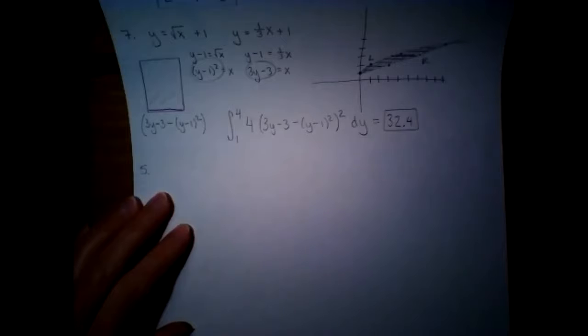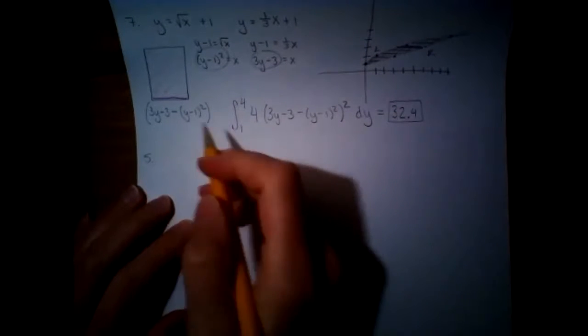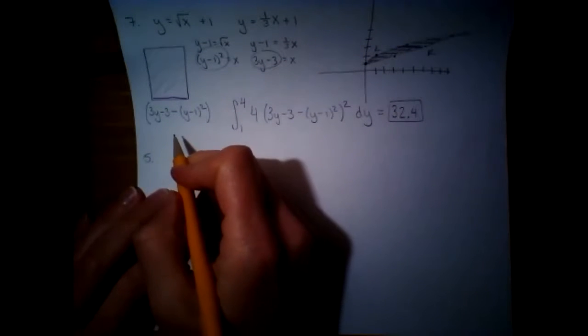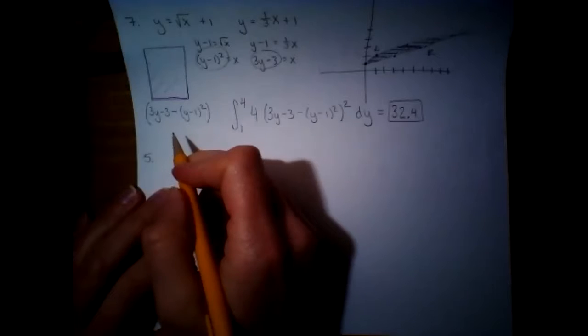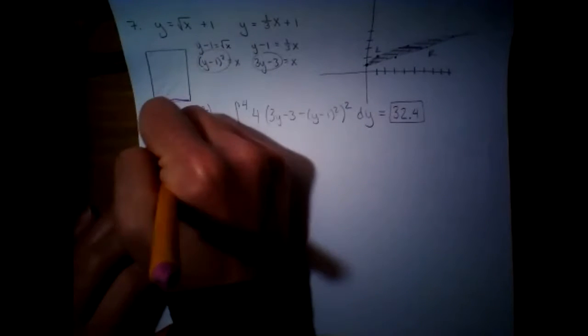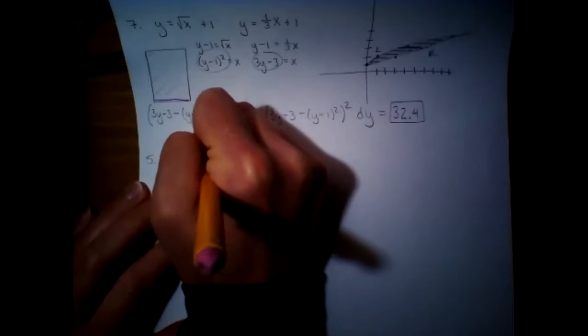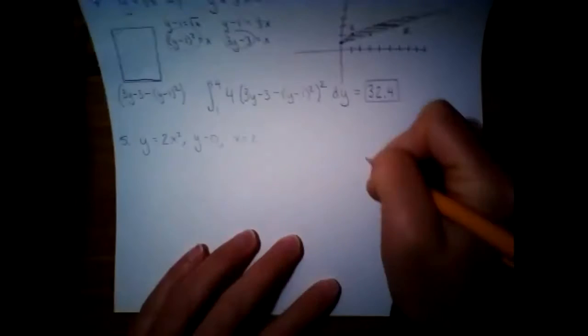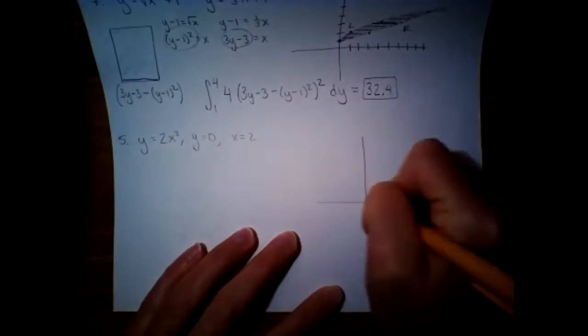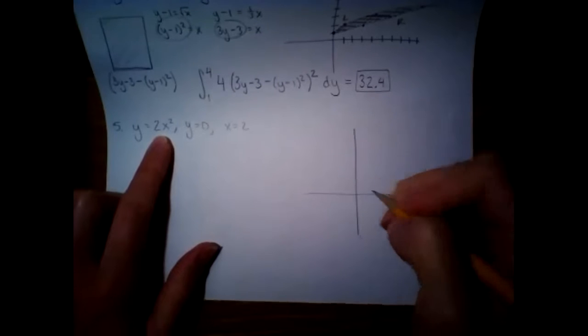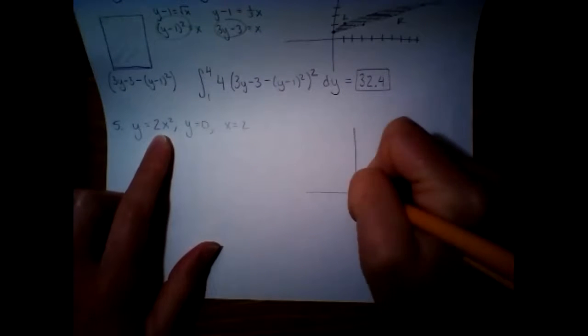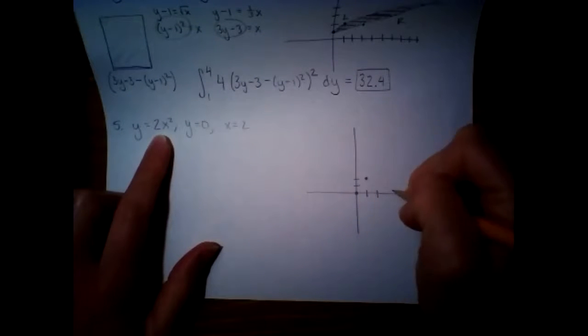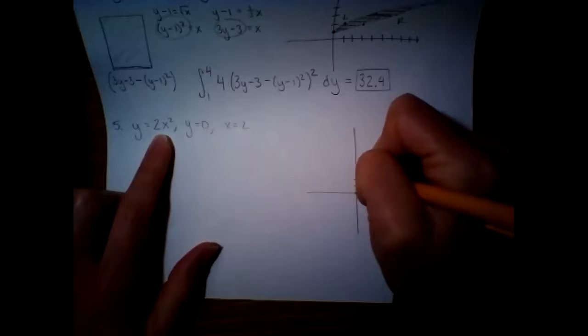We did one that was an area, one that was a cross section, and then this one's a disk or washer one. Find the volume of the solid formed by rotating the region bounded by y equals 2x squared, y equals 0, and x equals 2. Let's go ahead and draw that. So 2x squared, we're going to have a point at (0, 0), (1, 2), and (2, 8).